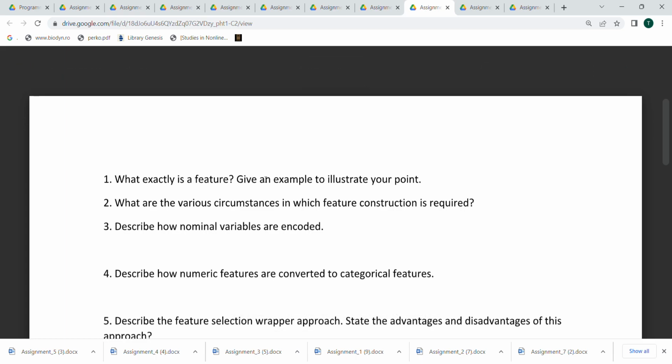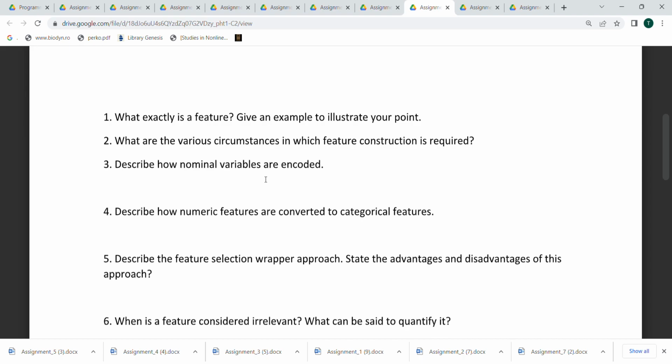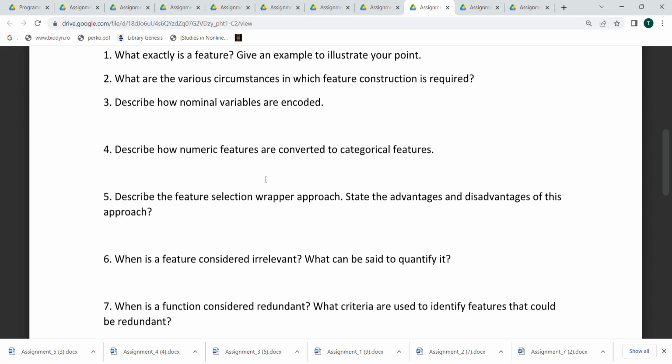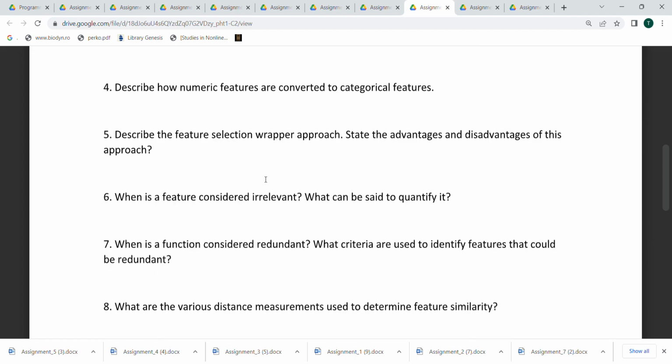What is a feature? Give an example of that. Give various examples of feature construction. How is a nominal variable encoded? How are numerical features converted to categorical features? We have to describe the feature selection approach and state the advantages and disadvantages of this. When is a feature considered relevant? What can be the measure to quantify it, right?